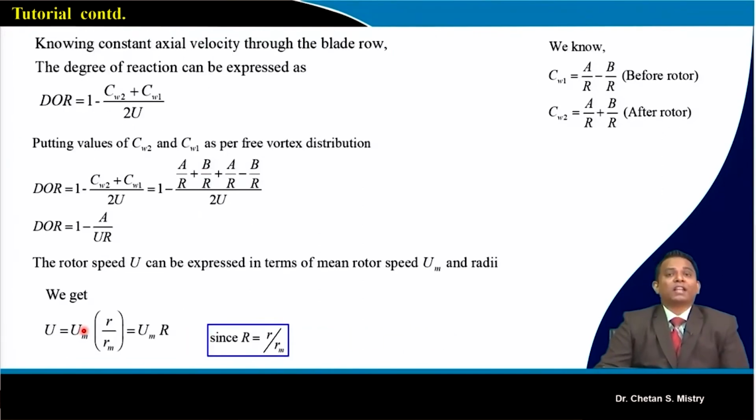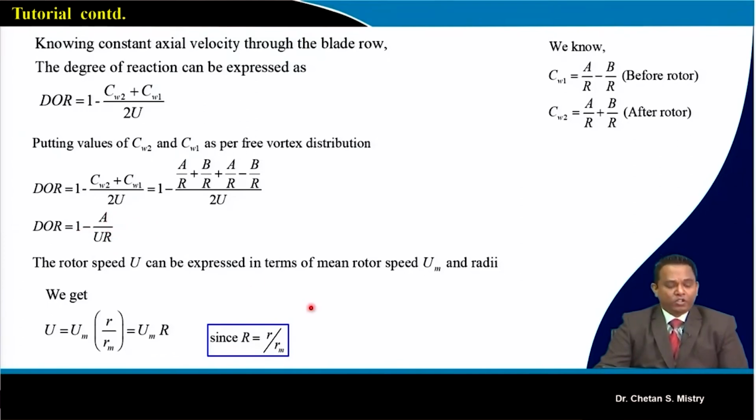Next is to calculate the degree of reaction. So degree of reaction, we can rewrite as 1 minus CW2 plus CW1 divided by 2U. In this equation, we can write my CW1 and CW2 as A by R minus B by R, and A by R plus B by R. So if we put this together, my degree of reaction is nothing but 1 minus A by UR.